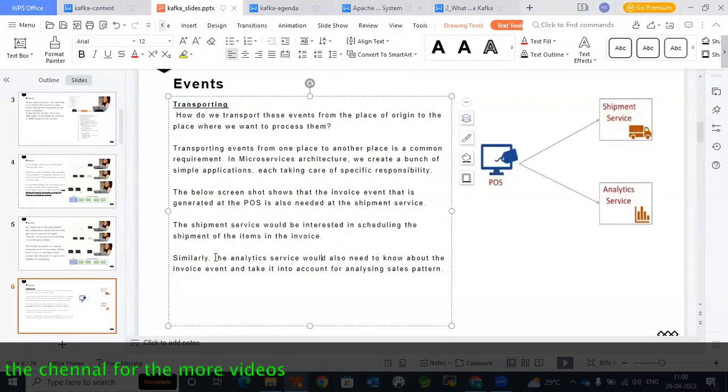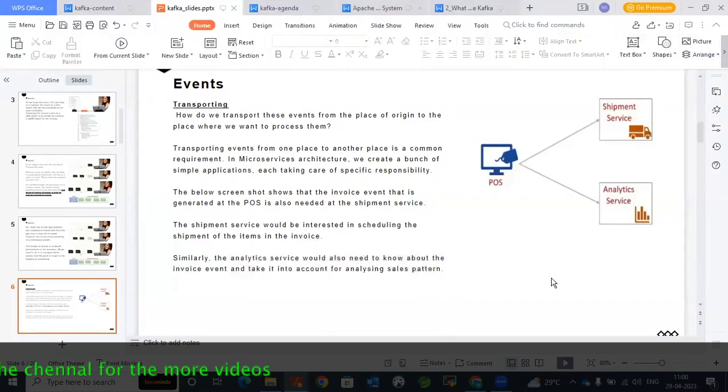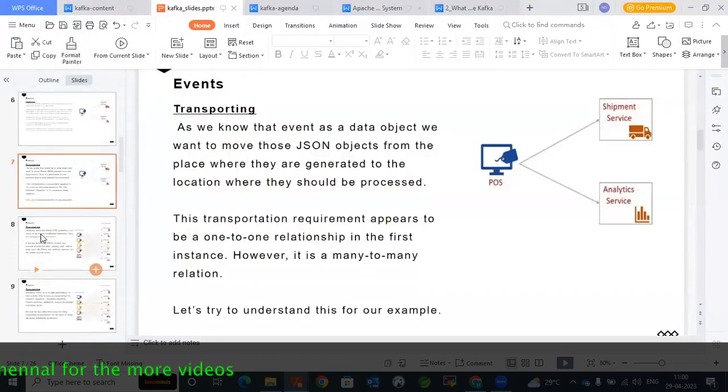And similarly, the analytics service also needs to know about the invoice event and take it into account for analyzing the sales pattern. Whether they purchase weekly or monthly, or what items they purchase, just to analyze the sales pattern. This analytics service also requires the invoice. Perfect, right? Now the problem is how we can transport this event.